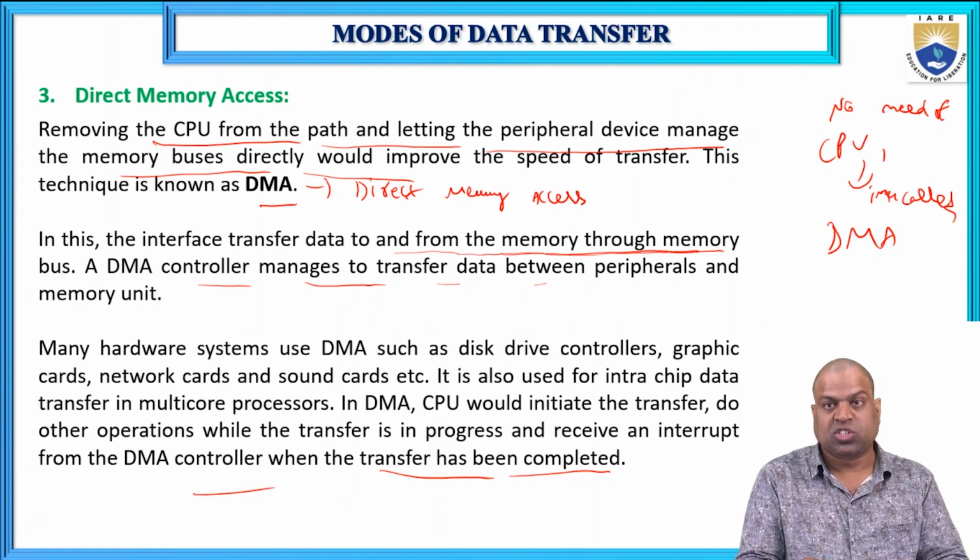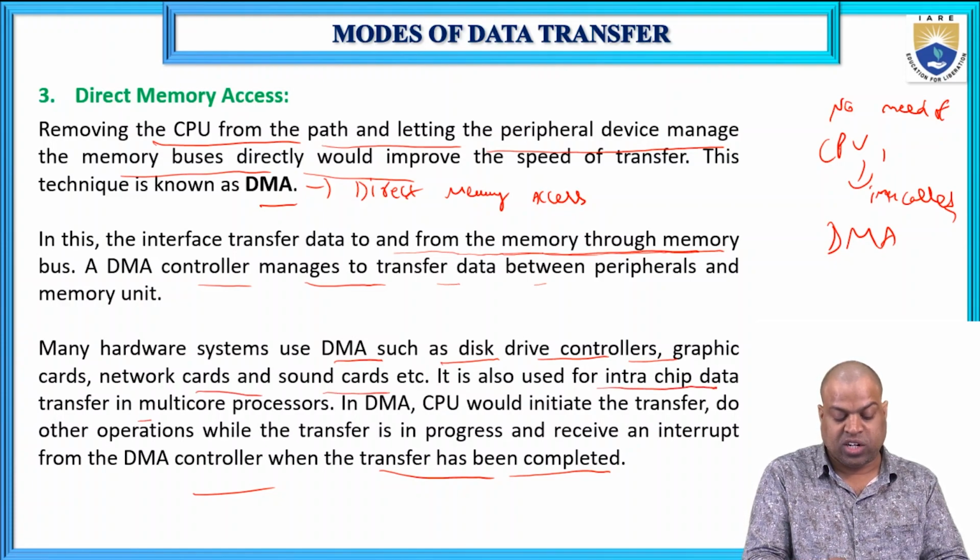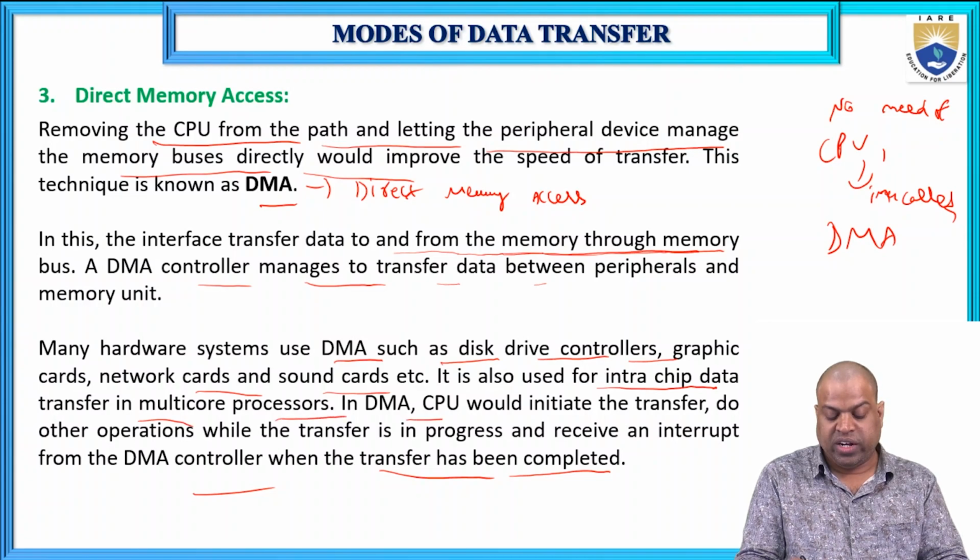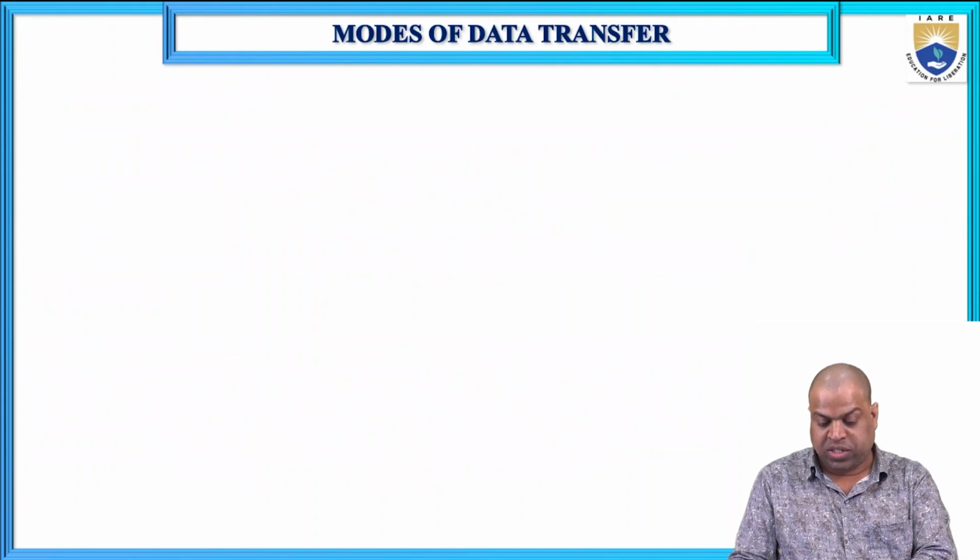And many hardware systems use DMA, such as disk drive controller, graphic card, network card, sound cards. It is also used for intra-chip data transfer in multi-core processors. In DMA, the CPU would initiate the transfer, do other operations while the transfer is in progress, and receive an interrupt from the DMA controller when the transfer has been completed.